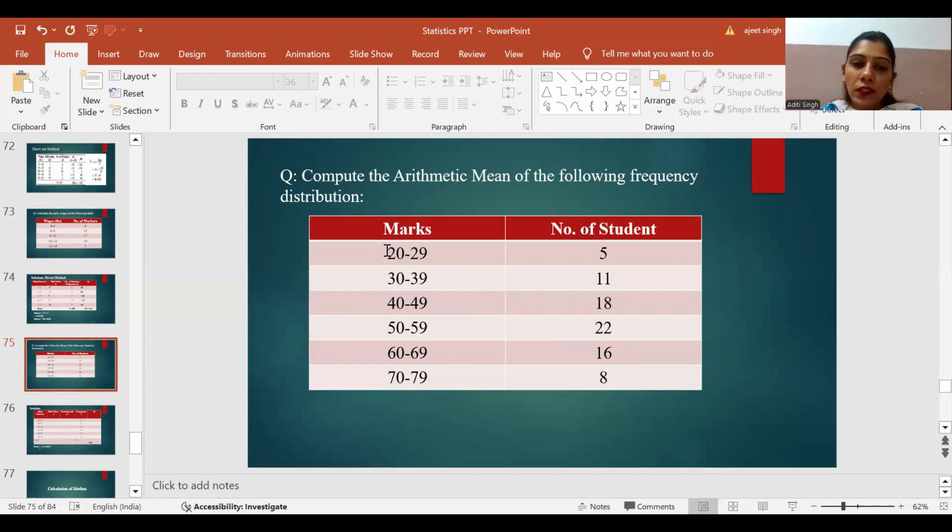So in this question, the class interval and the number of students are given. From the given class interval, we have to calculate the mid value, which is again x. We require x for calculating the value of fx.